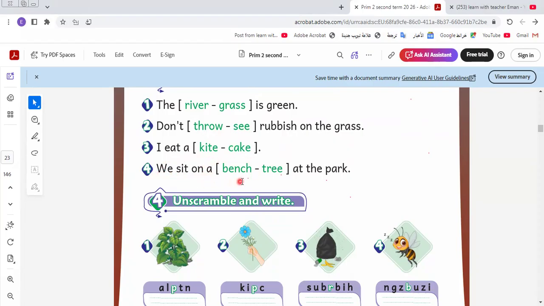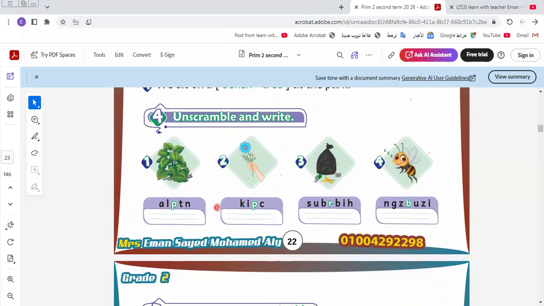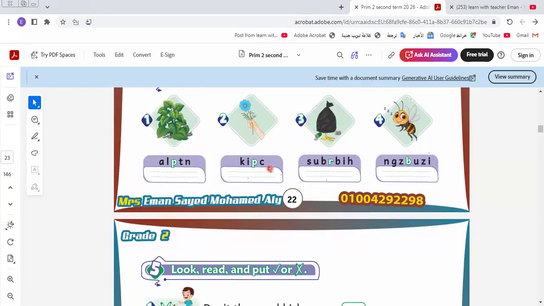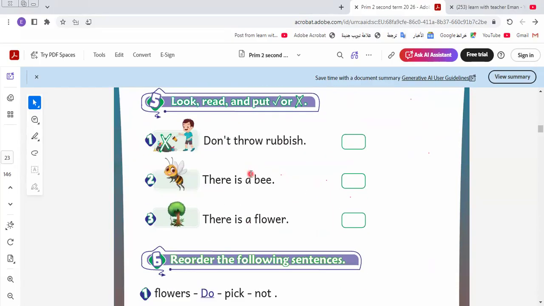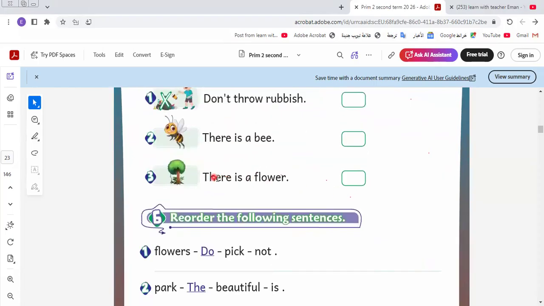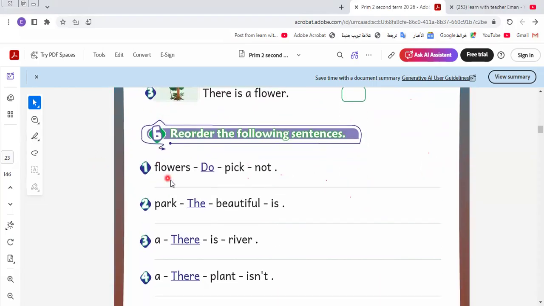We sit on a bench or a tree at the park. All of us go to the park and we sit on a bench, not a tree. So here it will be plant, and here is B. Let's go to another one. Don't throw rubbish. Will it be right or wrong? Yes, it will be right. There is a B. Yes, there is a B. There is a flower. Wrong. Why? Because it's a tree, not a flower.